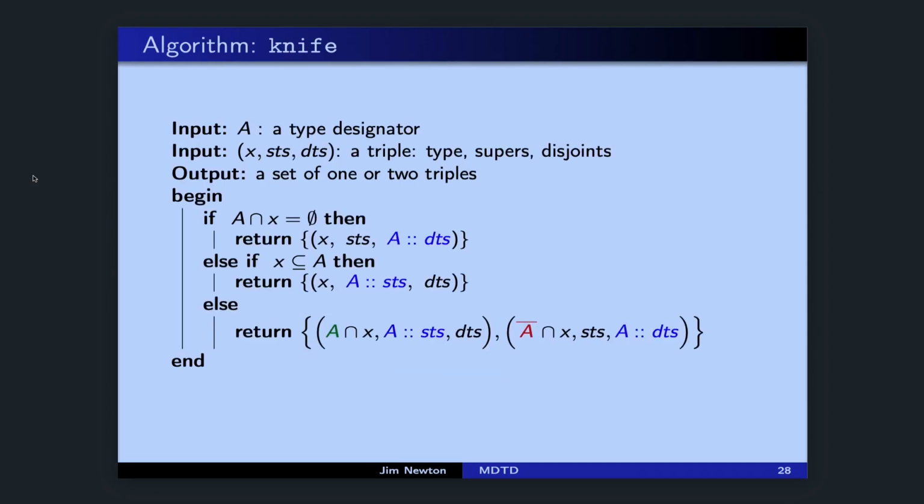So this is what the knife function looks like. If A is disjoint with X, we just register A in the disjoints type list. If X is a subtype of A or A is a supertype, then we register A in the supertypes list. Otherwise, we cut the type in half, and A is a supertype of one and disjoint with the other.